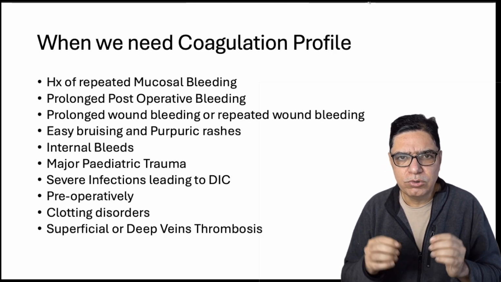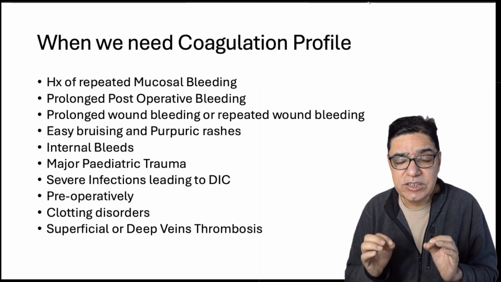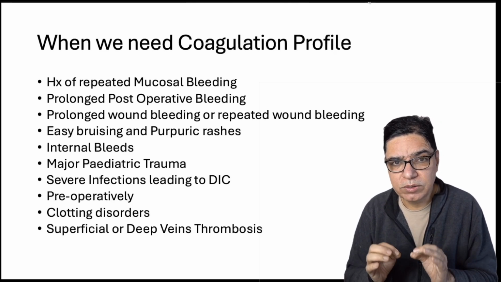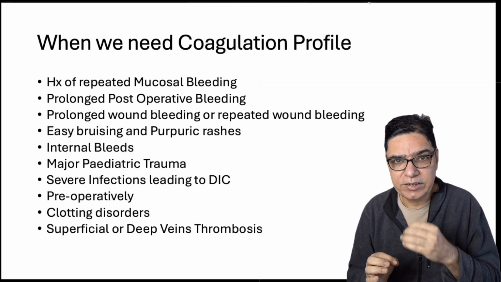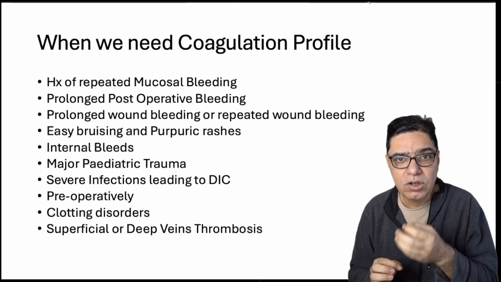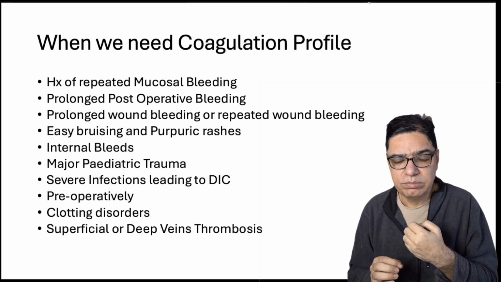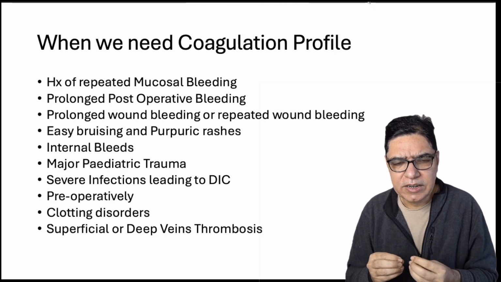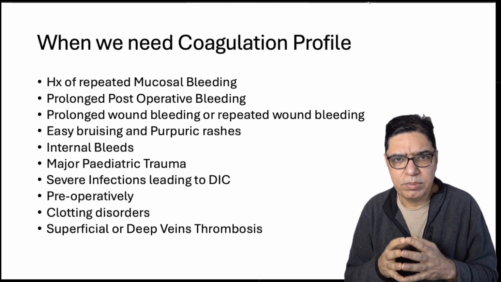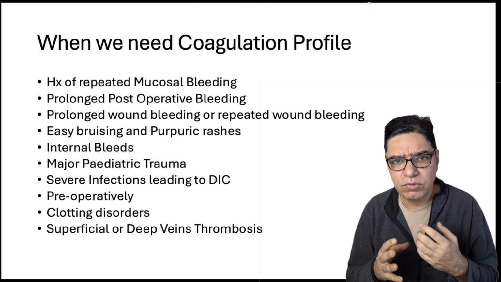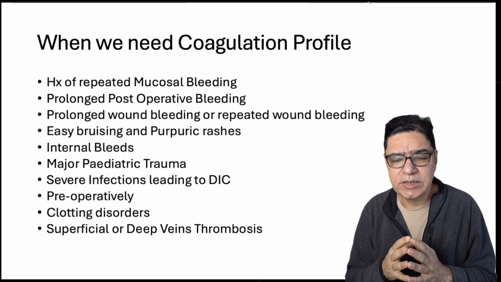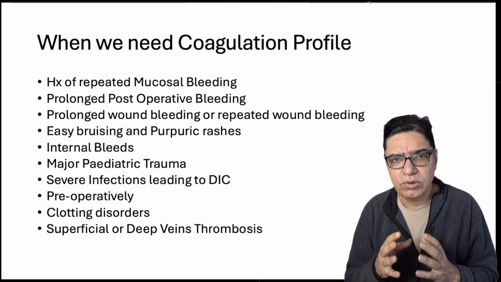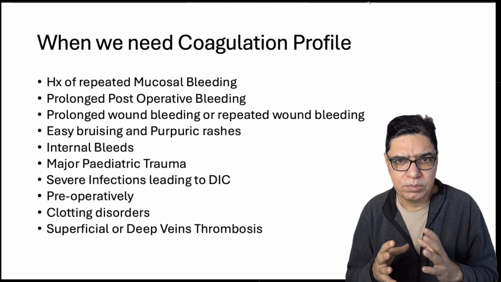You do the coagulation profile when there is a history of repeated mucosal bleeding, so somebody bleeding from, let's say, the gums, the mouth, the nose, maybe repeated hematuria. If there is a history of mucosal bleeding again and again, you would probably be ordering a coagulation profile along with a full blood count, because in all bleeding disorders we also have to look at the platelet count, which would come from the full blood count.